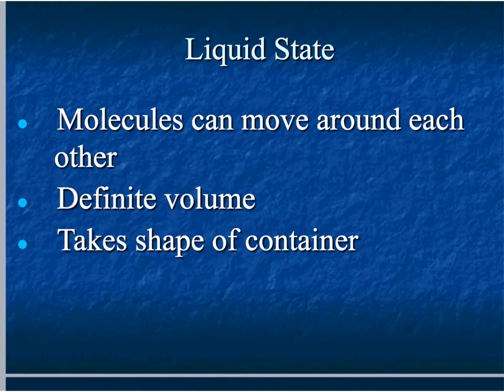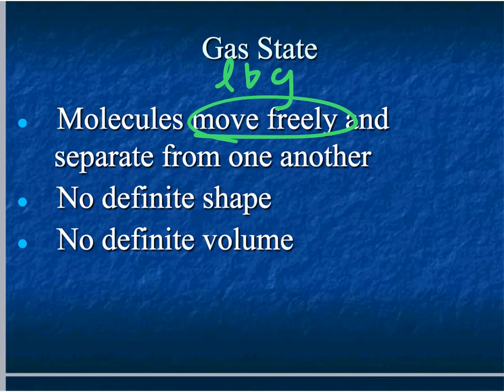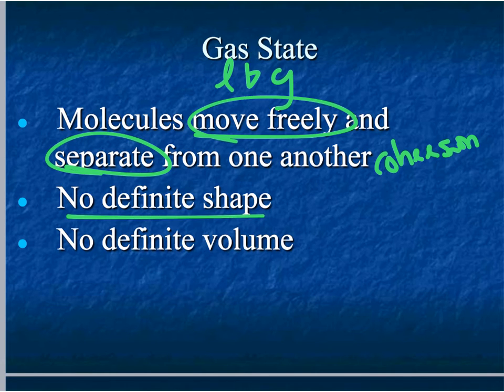Okay, liquid state. Molecules can move. They have definite volume, but indefinite shape. It takes the shape of the container. Okay, gas state. Molecules also move freely, so liquids and gases can move freely and separate from one another. That's something that's a little different. The gases are able to separate particles from each other very easily, whereas liquids have cohesive forces in liquids. So with cohesion. I spelled that wrong. Oh well. Okay, no definite shape, no definite volume.